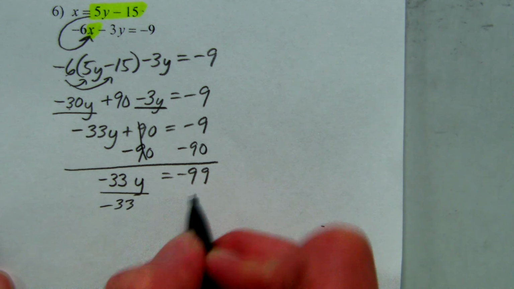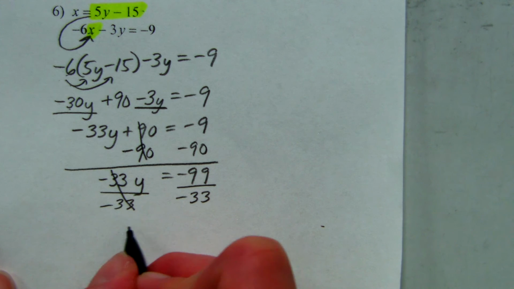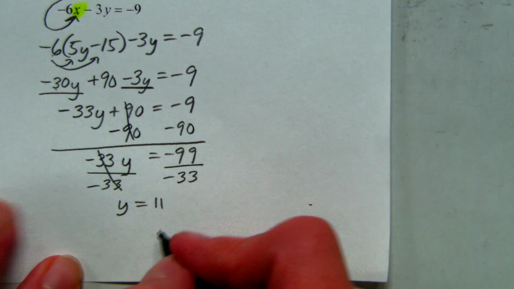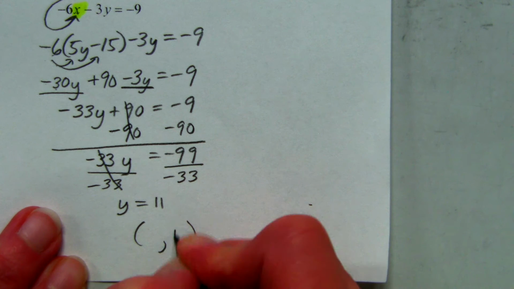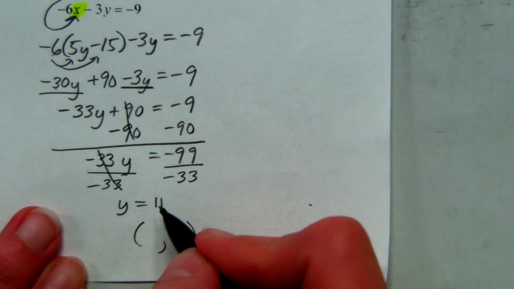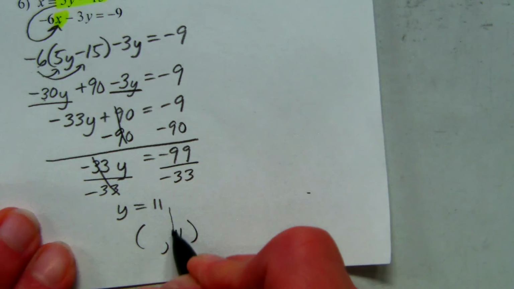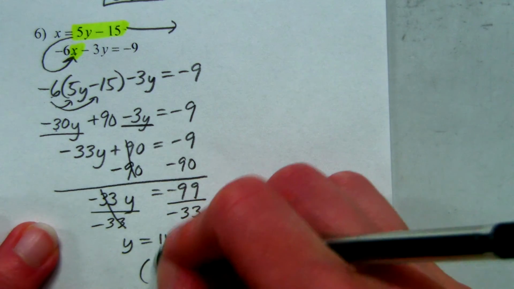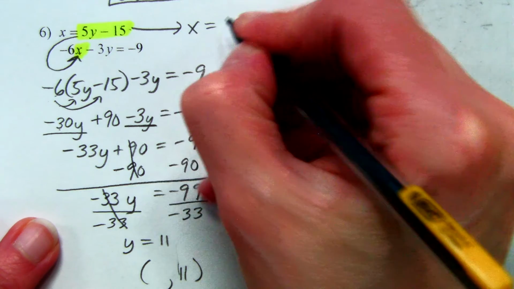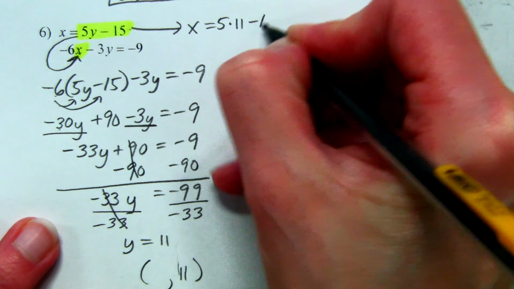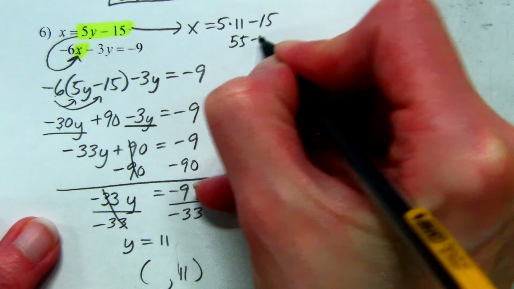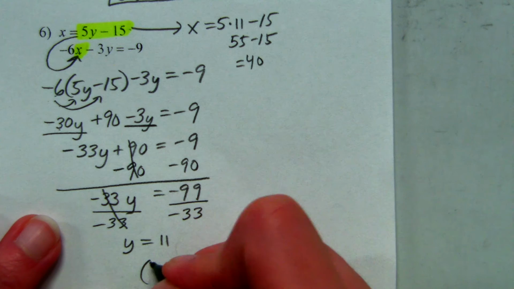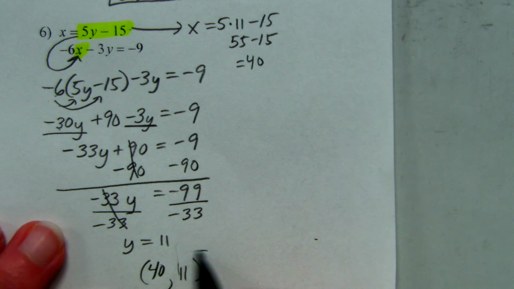So we'll divide by -33. We get y equals 11. So remember on our point it goes x, y, so that is the second coordinate, 11. And so this is going to go back up into that first equation that says x equals, because we want to know what x equals to get the x coordinate. So we'll have x equals 5 times 11 minus 15. So that'd be 55 minus 15, which is 40. So that's going to go down here in the x coordinate's place.